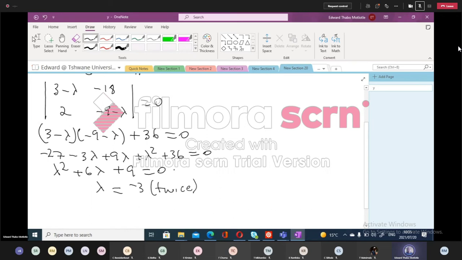You can factorize. Let's just factorize. Okay, lambda, and then this is 3 and 3, and the sign is negative. Let's see. Just wanted to make sure. You see, I made a mistake, so it must be positive. So it's positive 3 twice.